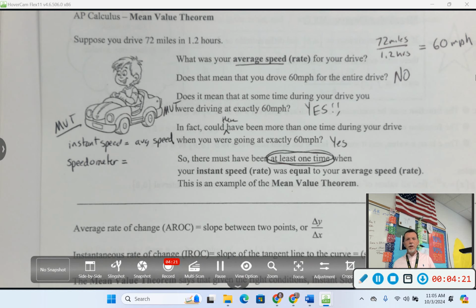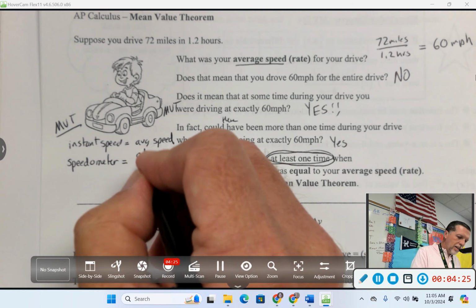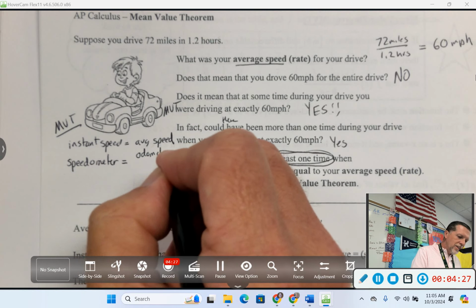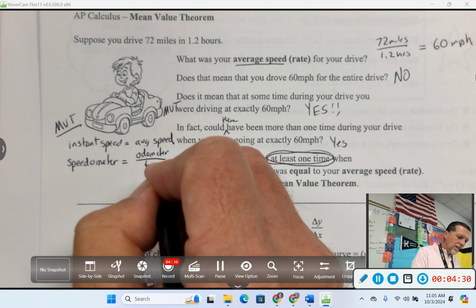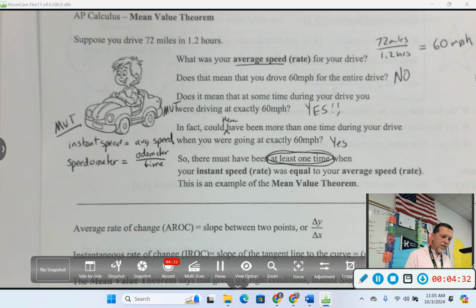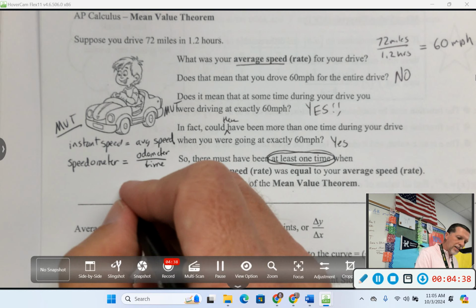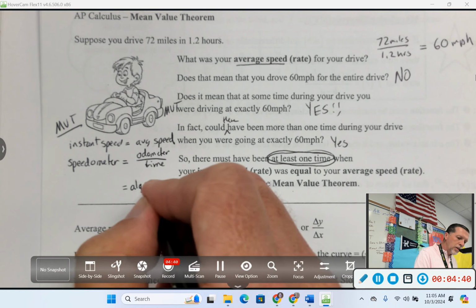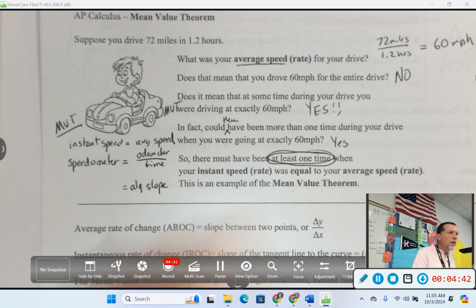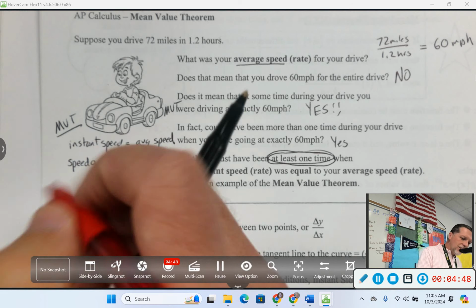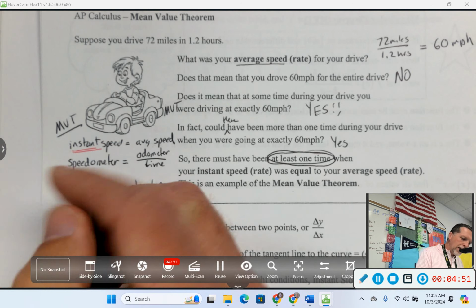Right? Whatever the speedometer is reading. Your average speed, that would just be like the odometer over time. Like you went 72 miles in 1.2 hours. You divide, that's old school algebra type stuff. In fact, that's an algebra type of slope: y2 minus y1 over x2 minus x1. An instant speed, that sounds more like a calculus slope.